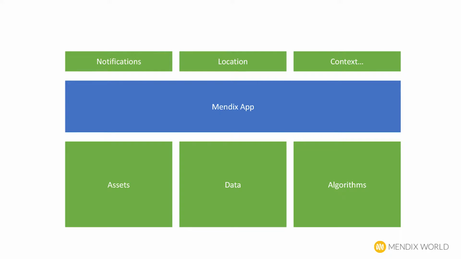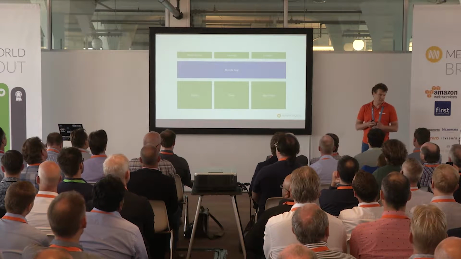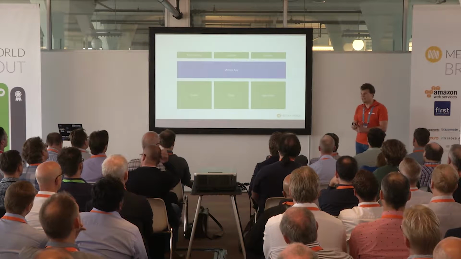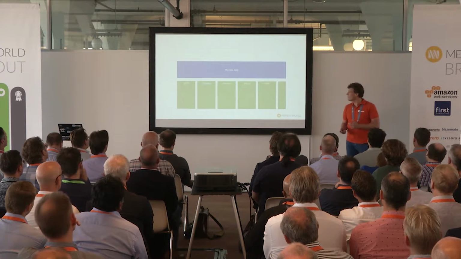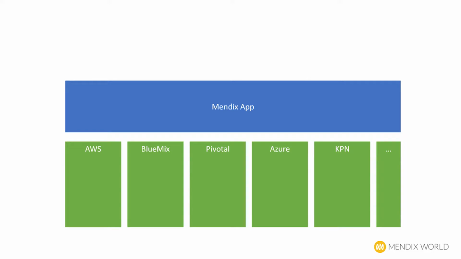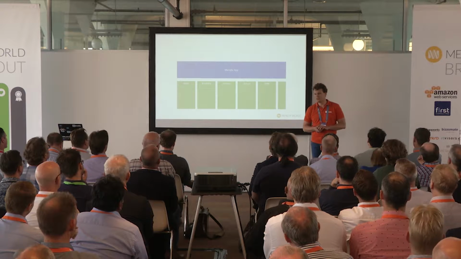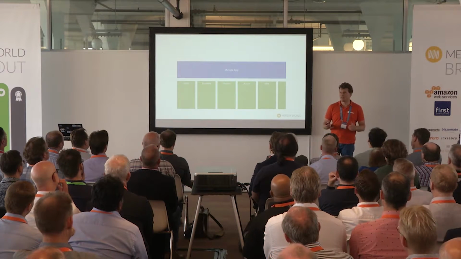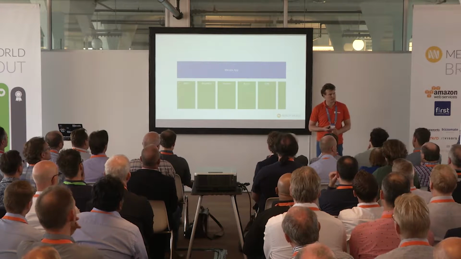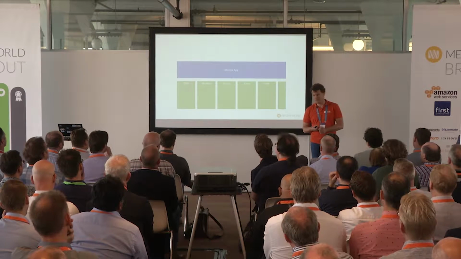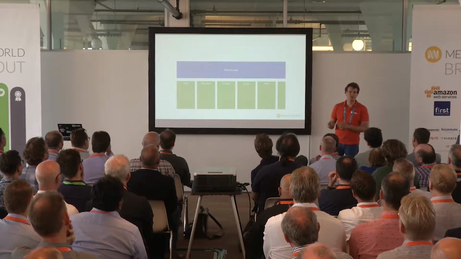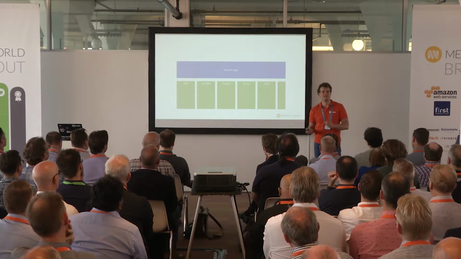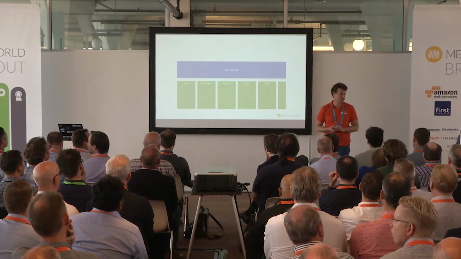And if you look at it from a very abstract level at the architecture, there are a few components that are important. Like I said, assets, data, and algorithms. And what we are aiming for as Mendix is being independent of the platform that you choose. So we can run on Amazon and enable you to use everything that you have in Amazon, but we can also run on Pivotal or any other Cloud Foundry provider like Bluemix, IBM. And we also run on Azure, where you can take advantage of everything that you have in the Azure cloud.